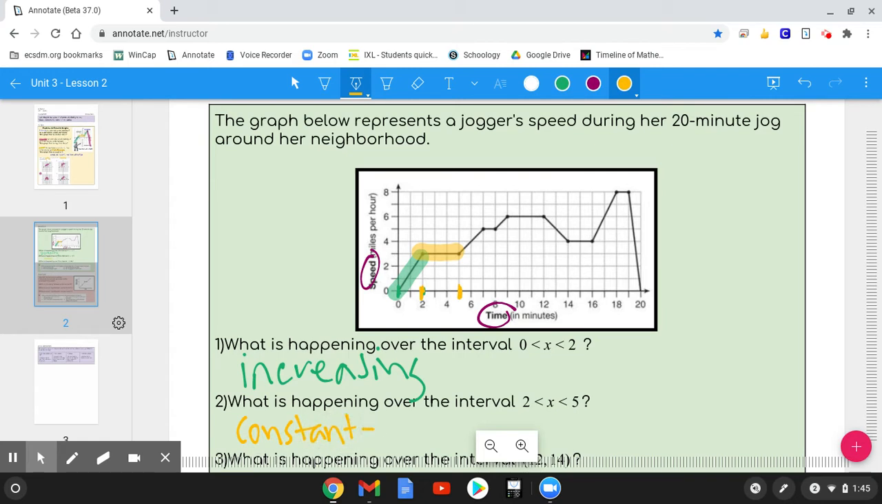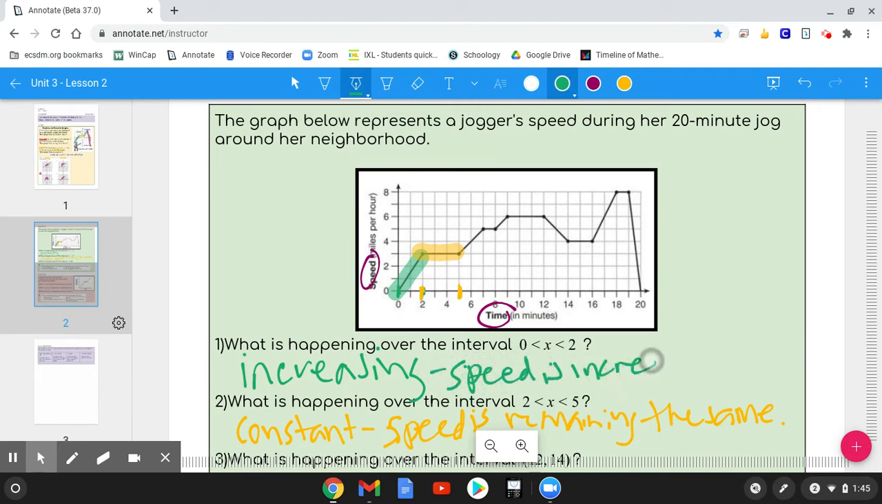What does that mean? That means the speed is remaining the same. The speed is constant. The speed is not changing. I'll add to number 1, speed is increasing. So we have that written down. So that's, for example, if you're getting on the highway, you're speeding up. That might be what's happening here. And then maybe they're cruising at the same speed on the highway. You're not going 3 miles an hour, but just as an example.